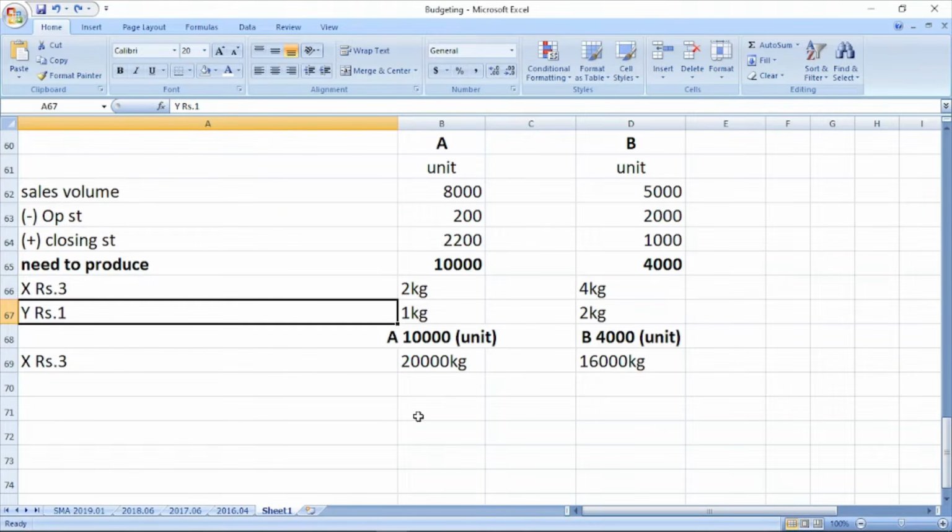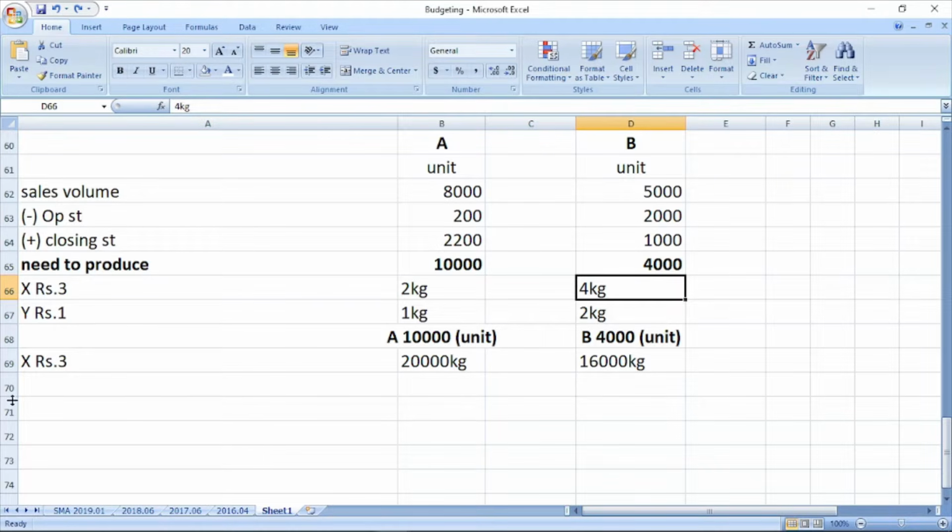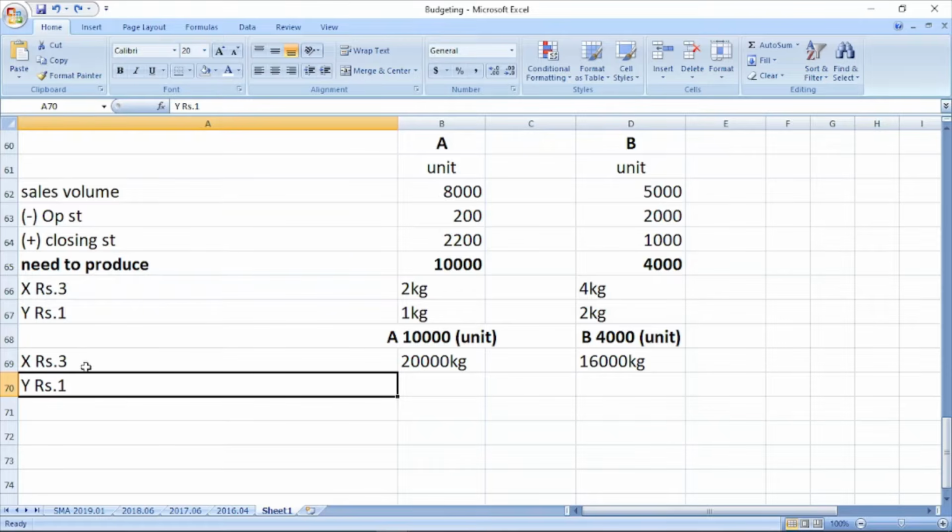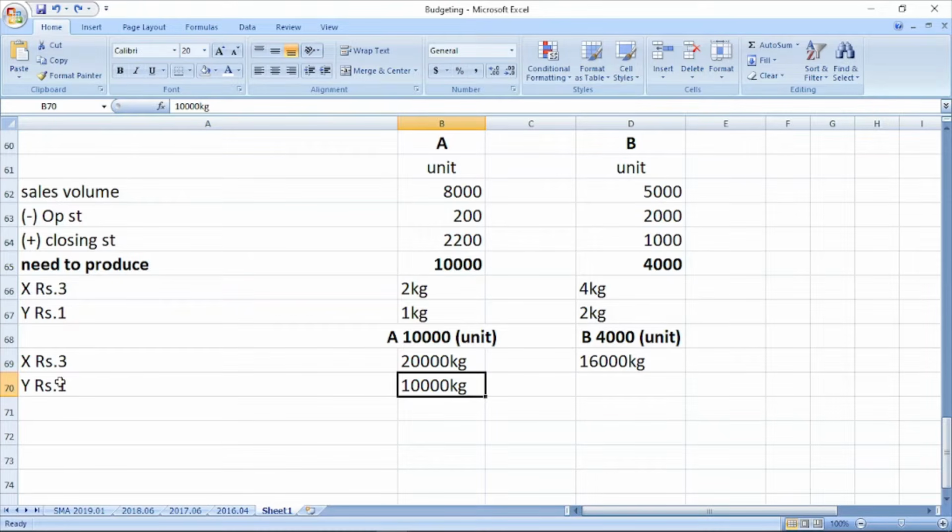Next, we get this one. How much Y material do we need to produce 10,000 A? To produce unit A, we need 1 kilogram, and to produce 1 unit of B, we need 2 kilograms. So 1 kilogram multiplied by 10,000 units, it is 10,000 kilograms of Y. And for producing B, we need 2 kilograms. 2 kilograms into 4,000, it is 8,000.